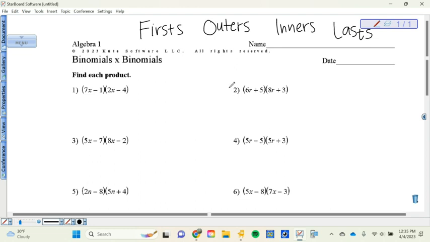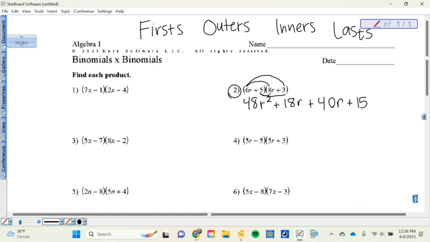Okay. So what's my first terms in number 2? 6r times 8r. And what does that give us? 48. Yes, 48r squared. What are my outer terms here? No, those are my last terms. What are my outers? 6r times 3. What's 6r times 3? 18r. What are my inner terms? No. 5 times 8r is my inner terms, which gives me what? 40r. And then what are my last terms? 5 times 3, which gives us 15.